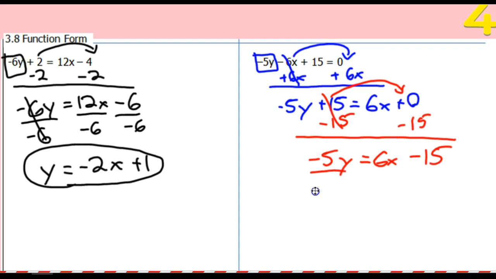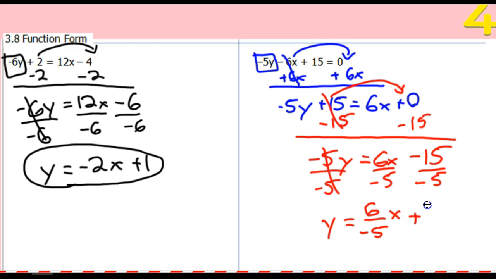Finally, we have to divide by negative 5. Y equals, now I can't divide 5 and 6, so what I'm going to do is I'm just going to leave it the way it is. 6 over negative 5x. Negative 15 divided by negative 5 gives us a positive, because two negatives make a positive. 15 divided by 5 is 3. So our answer is y equals 6 over negative 5x plus 3.